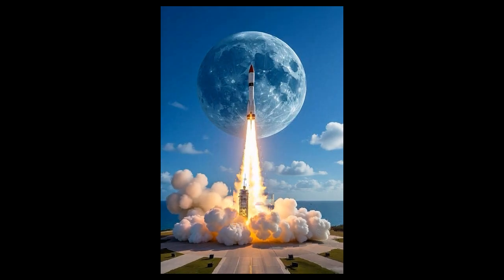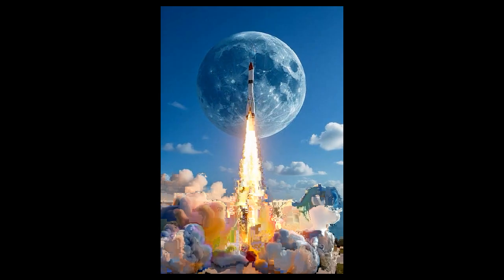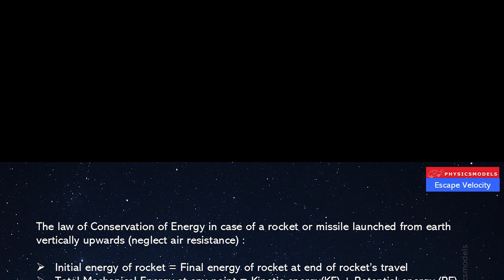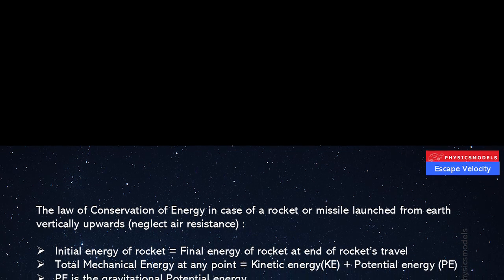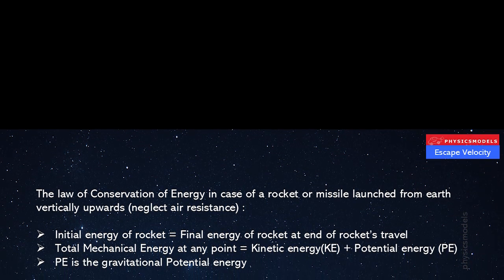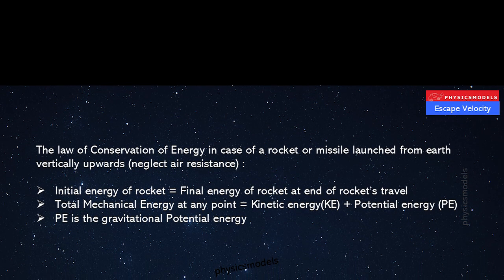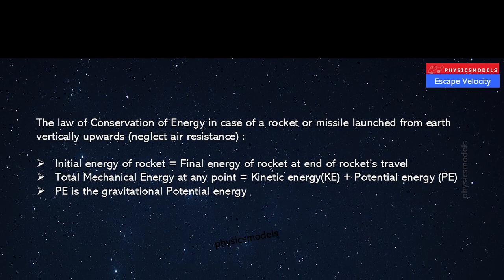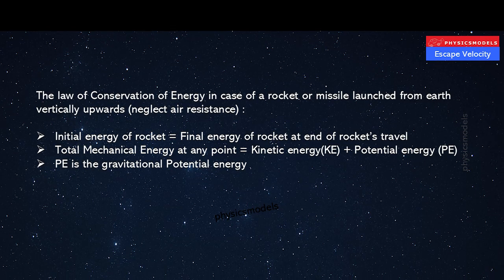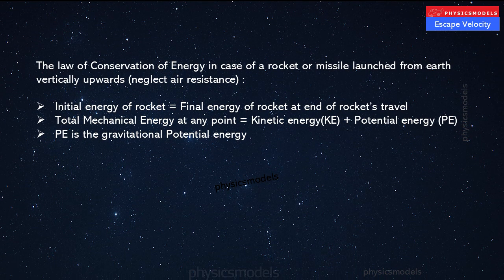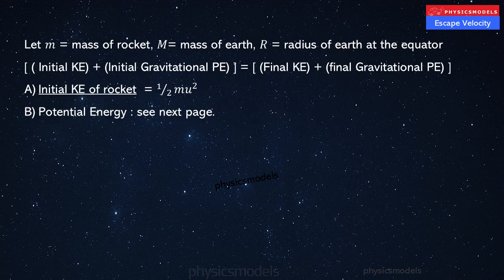Beautiful vertical launch of a rocket. Let's derive the equation based on this vertical launch. The initial energy of the rocket at the surface of the Earth is equal to its final energy at the height h, and the total energy at any given point of time is KE plus PE. And now we have to derive the equation for both KE and PE.